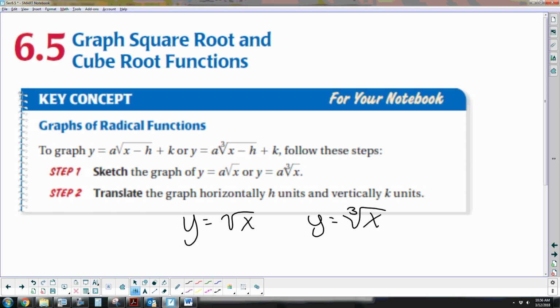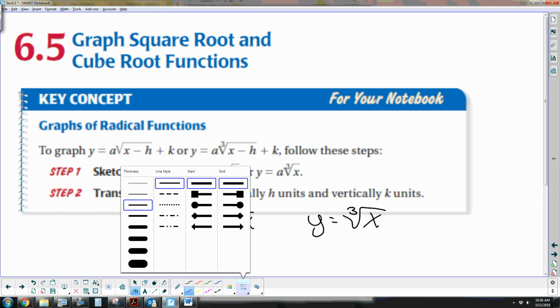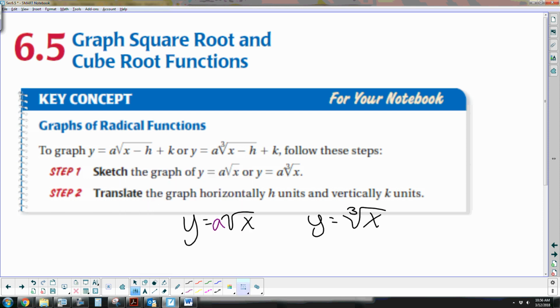And for any y equals a times the square root of x, we said that x had to be greater than or equal to 0, and y also had to be greater than or equal to 0. X has to be greater than or equal to 0 in your domain because you cannot take the square root of a negative number, and y has to be greater than or equal to 0 because you can't have positive and negative outputs for a single input. If you do, then it's not a function.